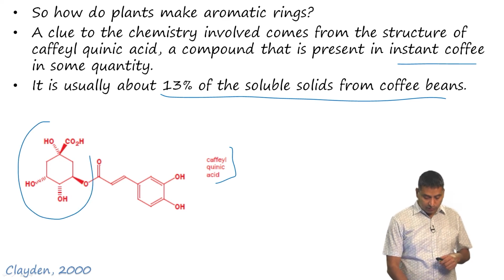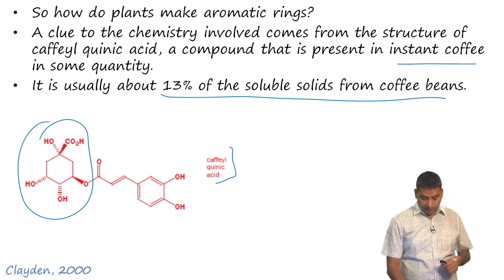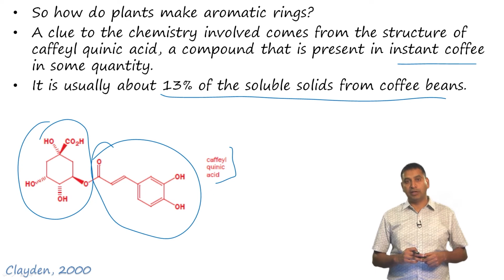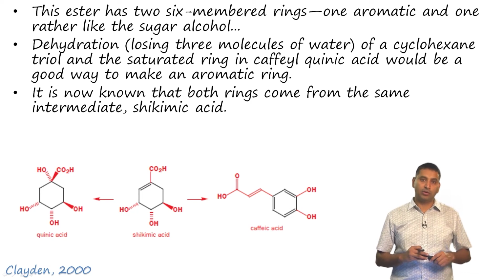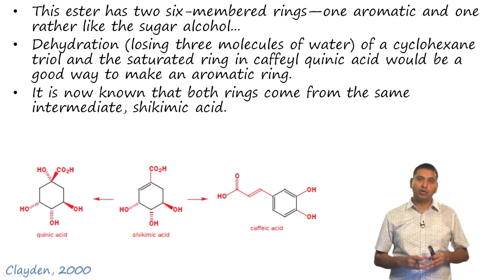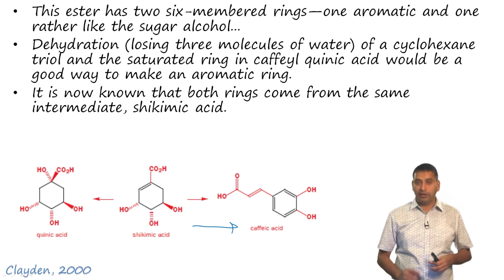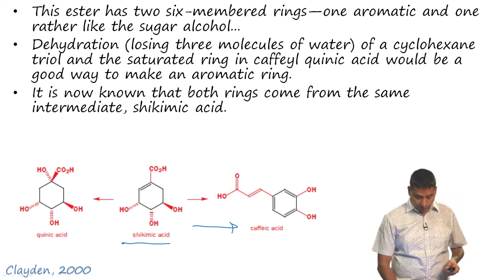It has this very nice carbo sugar unit here, and it has this dihydroxy benzene ring, which is attached to an alpha beta unsaturated ester. So, this ester has 2 6-membered rings, one aromatic and one rather like a sugar alcohol. You can imagine that dehydration, that is losing 3 molecules of water from this species, is going to give you a caffeic acid. It is now known that both rings come from the same intermediate, which is shikimic acid, whose structure is shown here.